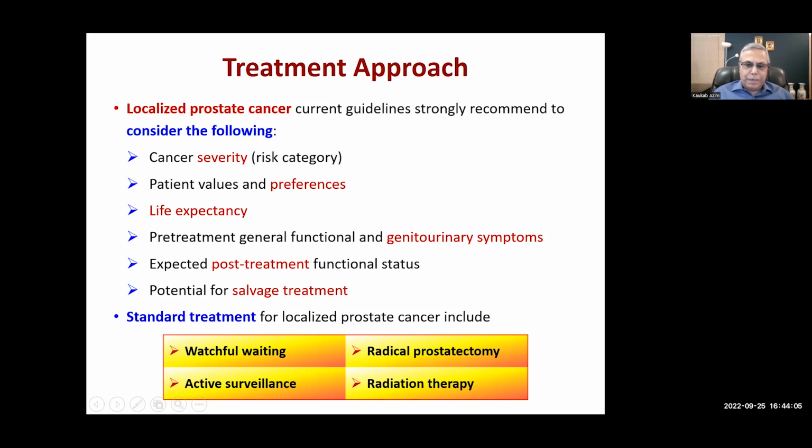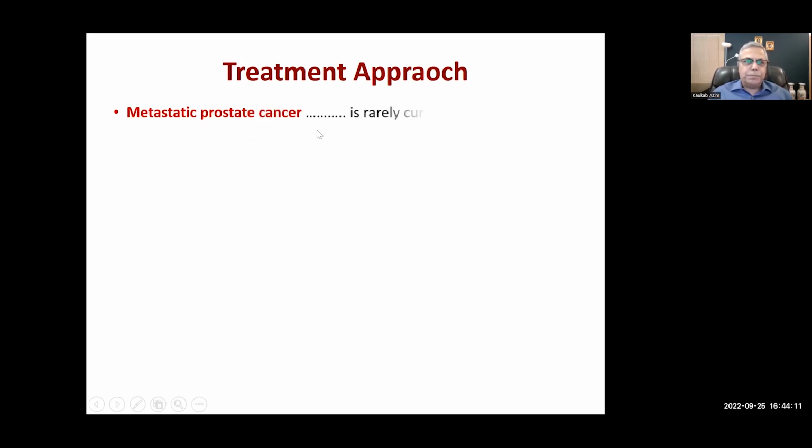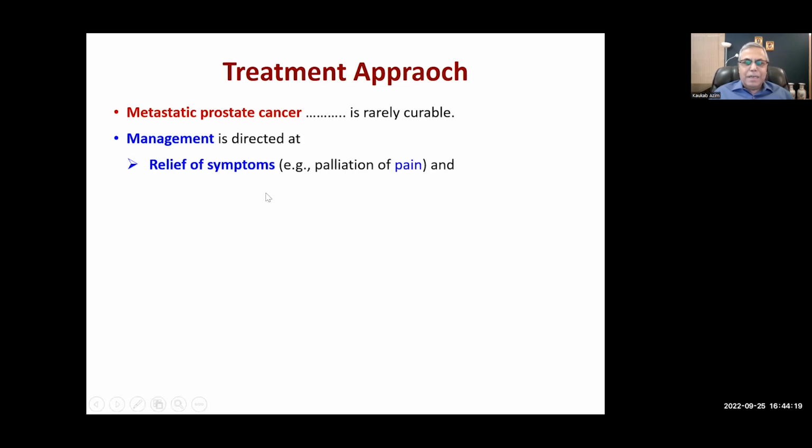All right, you wait, or you can give radiation therapy. So these are the 4 options for localized cancer. Now metastasized, unfortunately, it is not curable. Okay, management is directed at relief of symptoms.